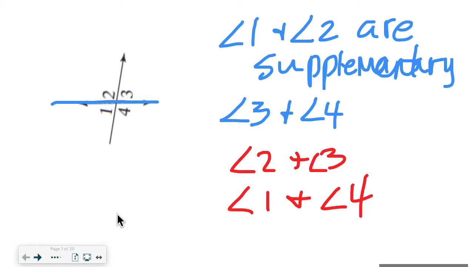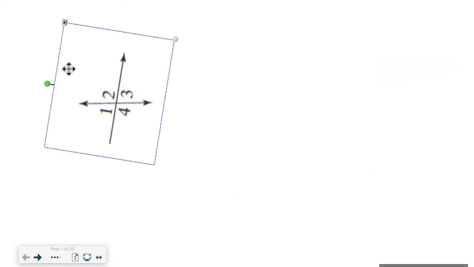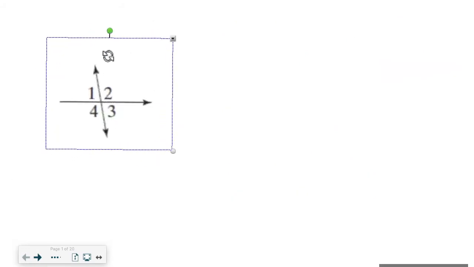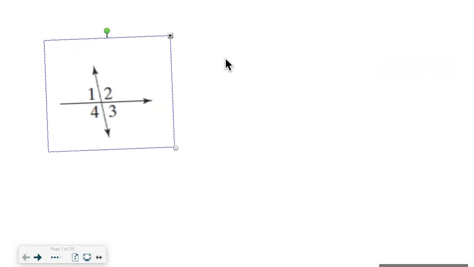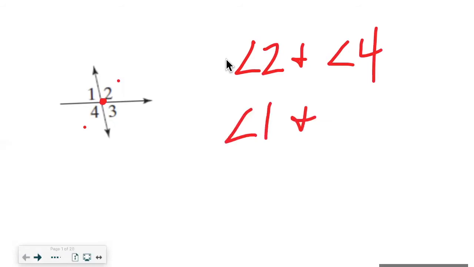Now, there are other relationships that exist here. Let me put that back the way it was. There was a term you used yesterday called vertical angles. Vertical angles are those that are on opposite sides of the vertex. So if the vertex is here, 2 and 4 are vertical angles, as well as angle 1 and angle 3. And what is it about vertical angles?